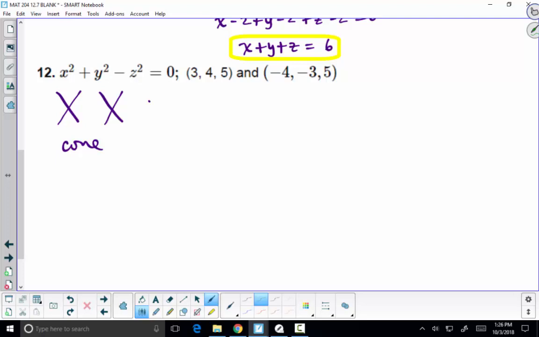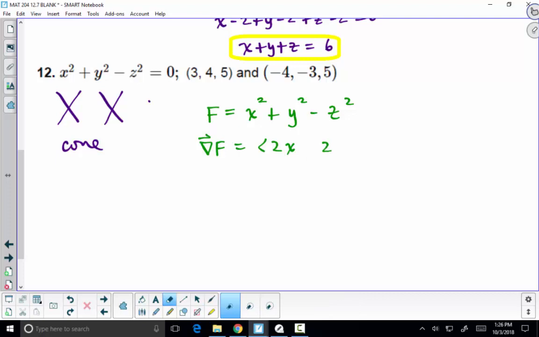All right, so let's go ahead and build our parent function. The graph of our parent function, if we were capable of graphing it, would be in four-dimensional space. It would be a hypersurface. The gradient of this parent function is going to give us a normal.